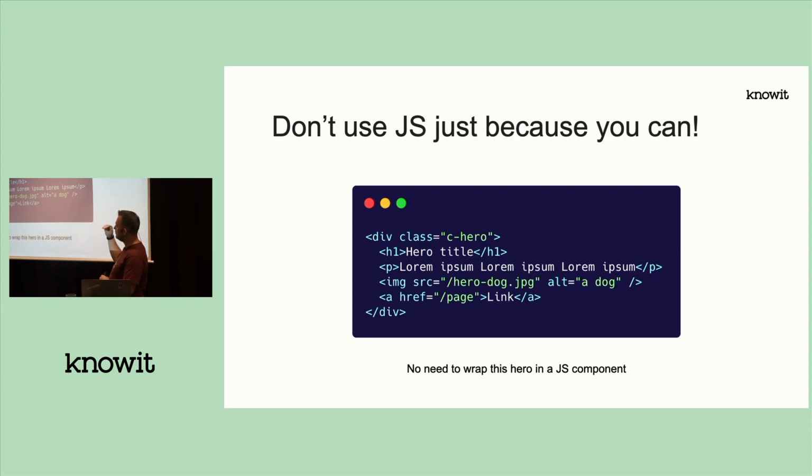For example, if we take this hero example, we have this hero class, and we have the h1 and a p and an image and a link. Just a simple hero component, right? There's no real need for this UI component to be a JavaScript component, right? There's nothing that requires JavaScript here, so we shouldn't wrap it in a JavaScript component, because then it will be bad for SEO, and the functionality will be delayed and so on. So just a quick point about that.